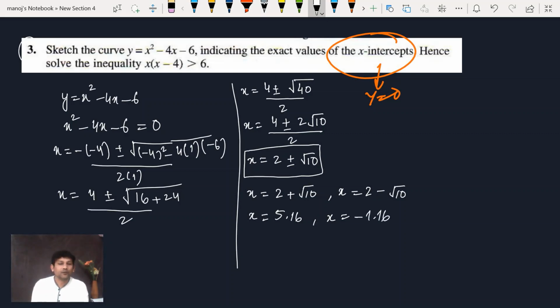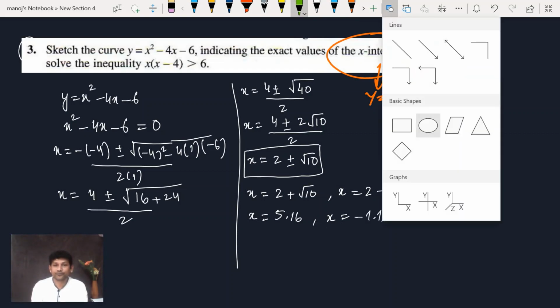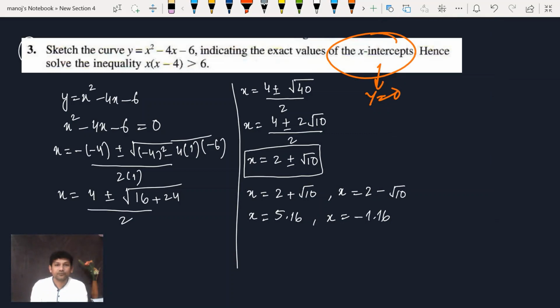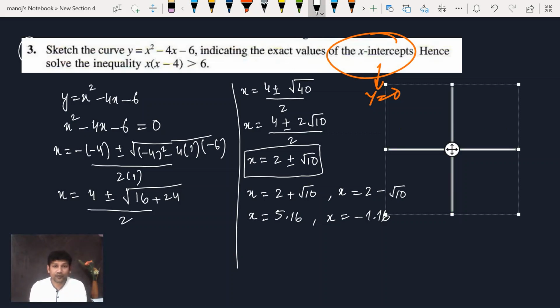Okay, when you draw the sketch, there is no problem. You can draw the sketch. I mean, the sketch is not required in the exam, but because of the requirement, we have to show the working here. So you can write negative 1.16 directly, and you can write 5.16, and you can draw the sketch. There is no problem.